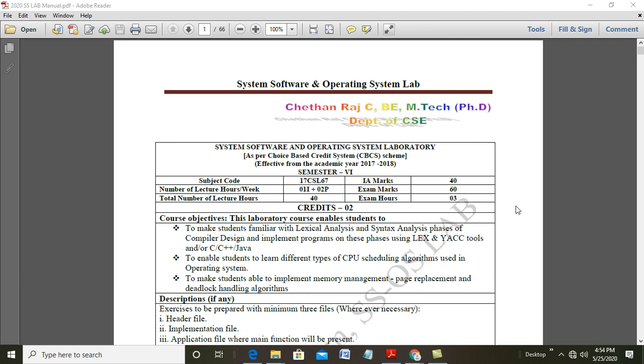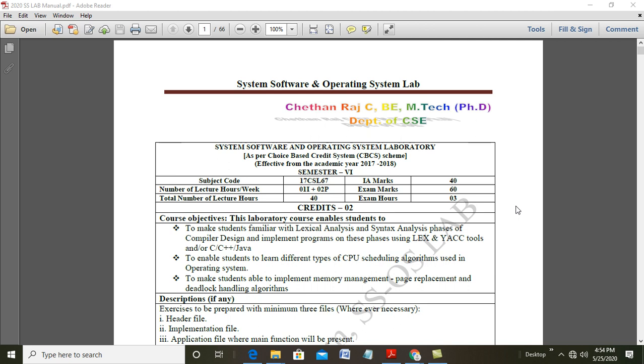The next objective is that it enables students to learn different types of CPU scheduling algorithms. As I told you, it is an operating system concept. You will be identifying different types of scheduling algorithms, how they work, and the different parameters required to process the given logic of the program. Everything you are going to learn is one of the objectives of your lab.